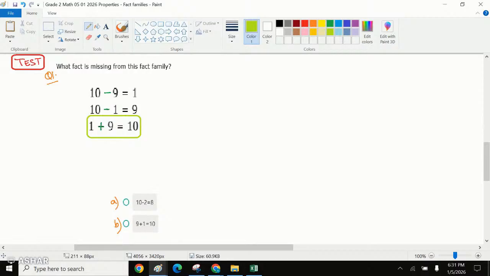The answer is option B. Option B is correct. Why? Because when we look at option A, it says 10 minus 2, and the 2 is not part of the question, right? So even by looking at the options, if there is a different number from the fact family given to us, we cannot consider it. That means this is wrong, and option B is the correct answer.